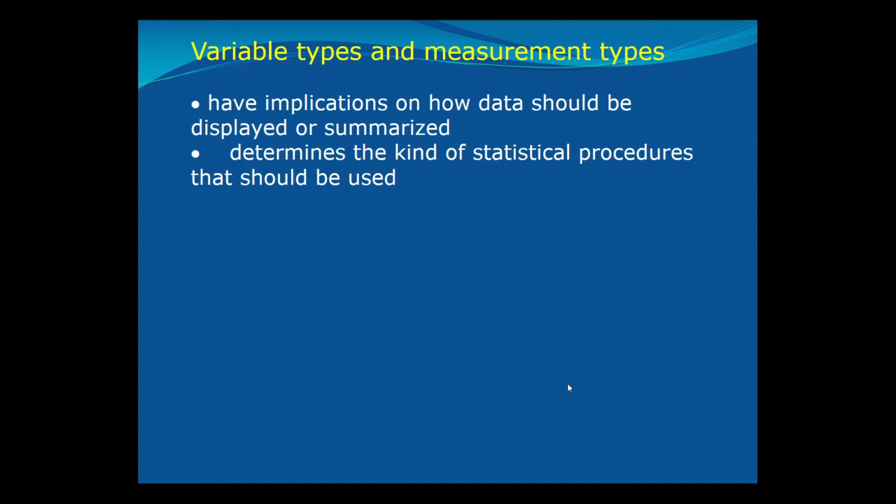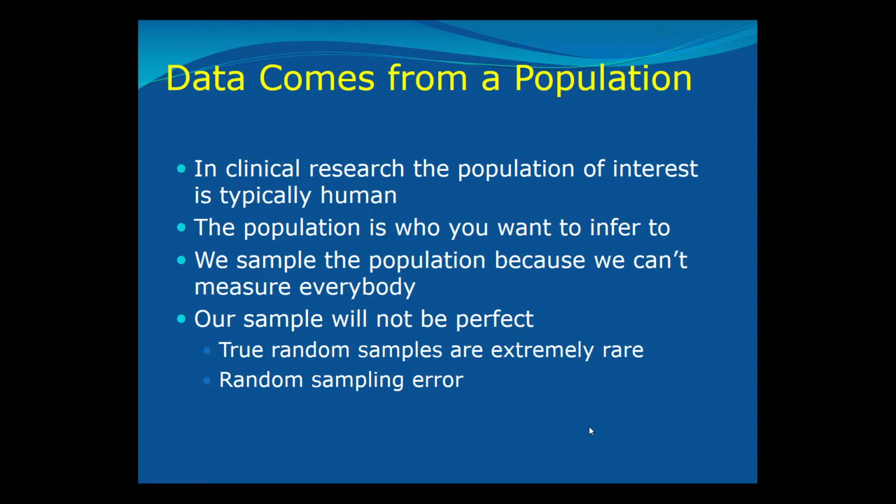Why is it so important to understand the type of the variable? Variable types and measurement types have implications for how data should be displayed or summarized. It determines the kind of statistical procedures that should be used. So understanding the type of variable which you need to analyze influences the methods of statistics, because we should apply different methods for different types of variables.